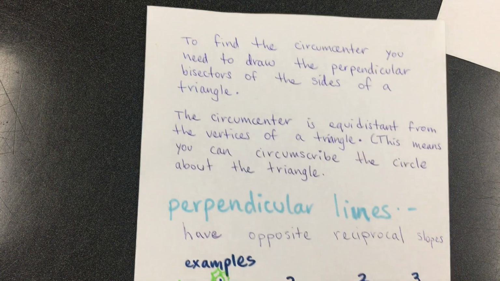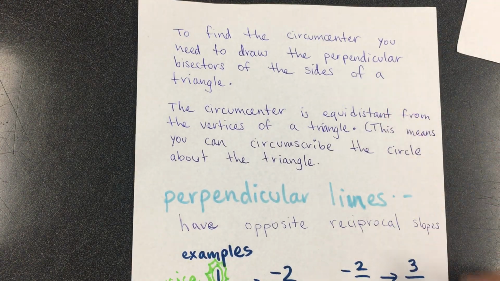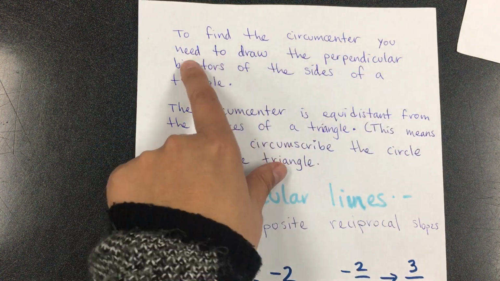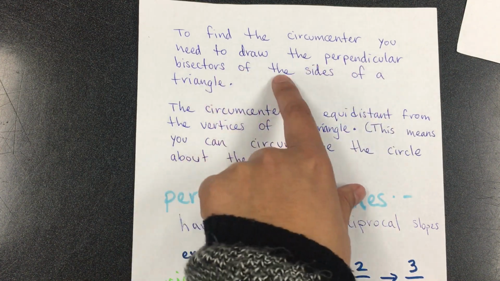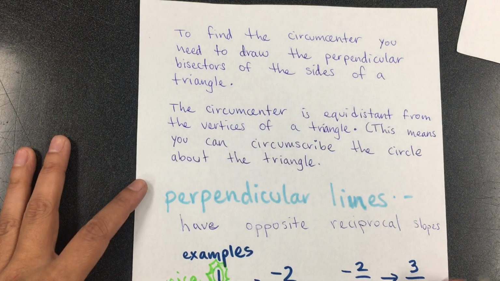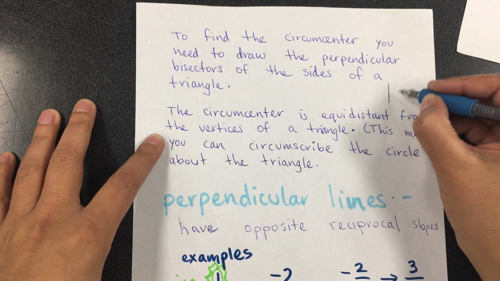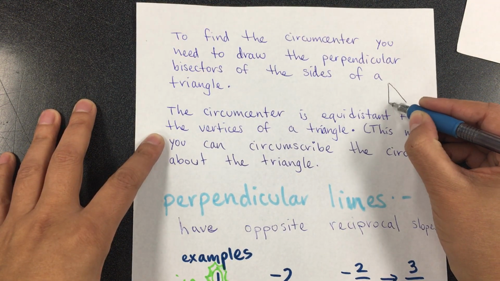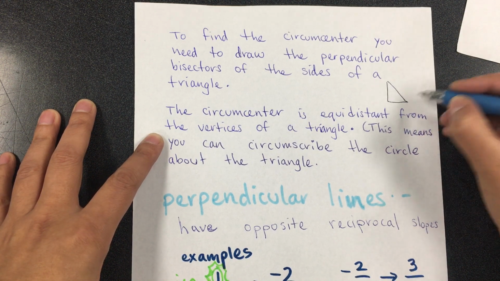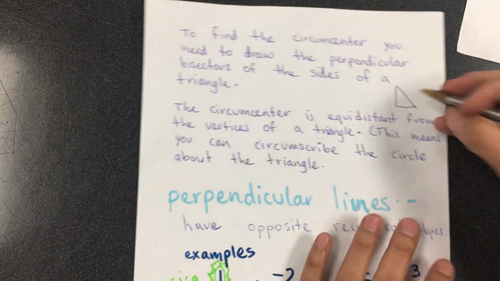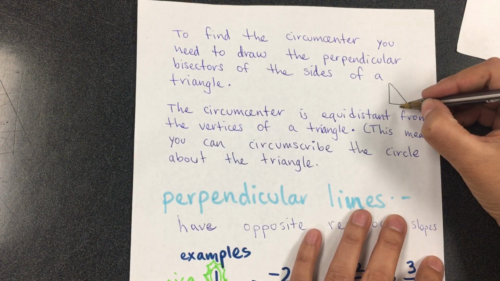So before we start, I'm going to give you some notes and I'm going to draw on the side so that you can see what I mean. It says, to find the circumcenter, you need to draw the perpendicular bisectors of the sides of a triangle. So if I have a triangle, perpendicular bisectors, which we'll see in more detail in a minute, remember that we saw this a little bit.